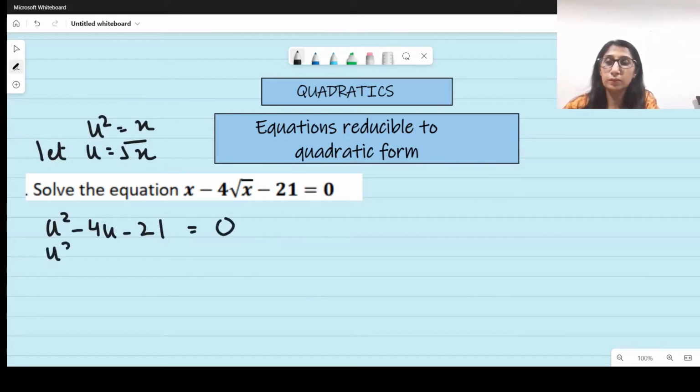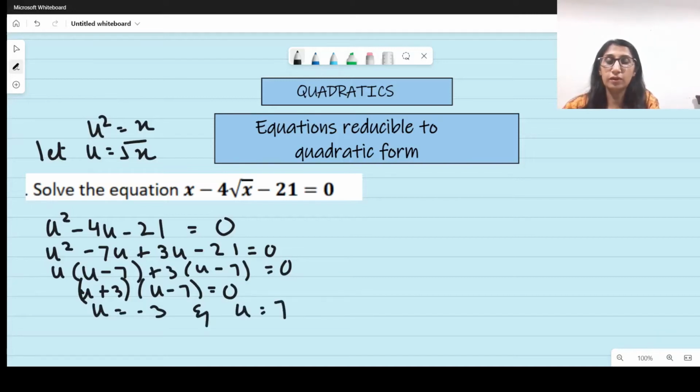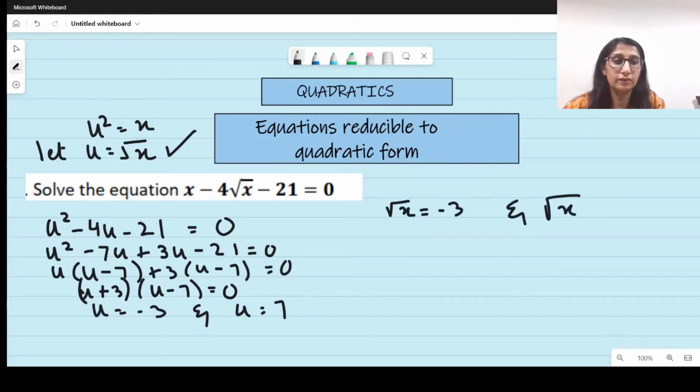Now we'll do middle term breaking. u squared minus 7u plus 3u minus 21 equals 0. So u minus 7 plus 3, u minus 7 equals 0. So u plus 3 in the first bracket and u minus 7 in the other. And the first value for u is minus 3 and the other value for u is 7. Now we're supposed to replace u with square root of x. So let's do that. Square root of x equals minus 3 and square root of x equals 7.